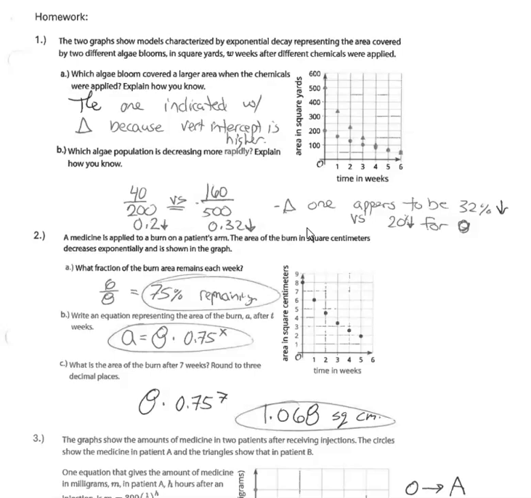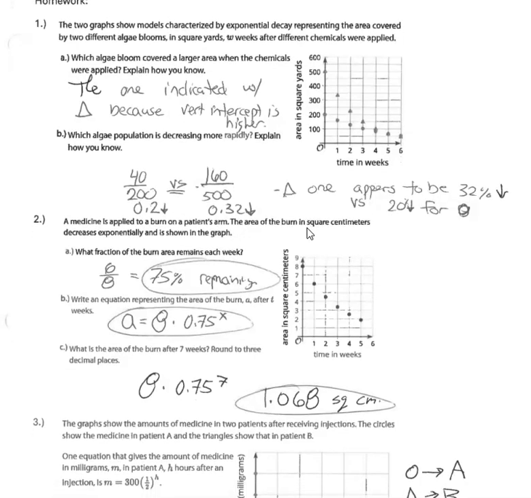Which algae population is decreasing more rapidly? So I kind of winged these locations. You can't figure out the exact amounts, but it isn't close enough to the point where it's going to matter if you're off by a little bit. So one of them dropped by 40 over, and the previous one was 200, and the other one dropped by 160, and the previous was 500. So one of them dropped by about 20%, and one dropped by 32%. Either way, you can see that it is the one that is modeled using the triangle, and it's going to be dropping faster at a rate of 32% versus the 20%.